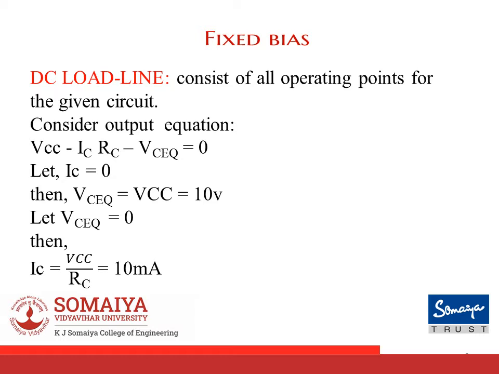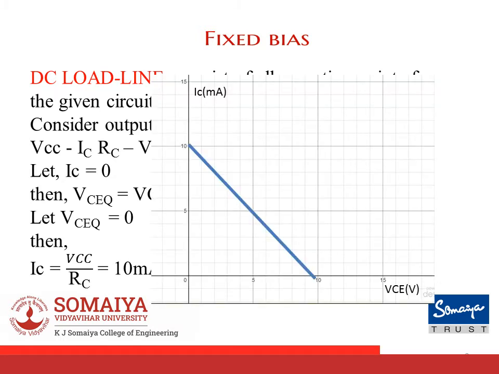Next condition, you will consider VCEQ equal to 0. When VCE is equal to 0, I get ICEQ equal to VCC by RC. We can use these values to plot my DC load line just like this. So you will get a DC load line which helps you to understand all the operating points for the given transistor. Also, there is a concept called Q point. Q point is nothing but my quiescent point. Wherever my output characteristics intersect my load line, I get the Q point.